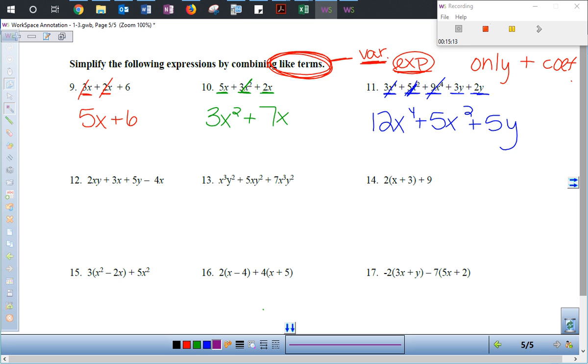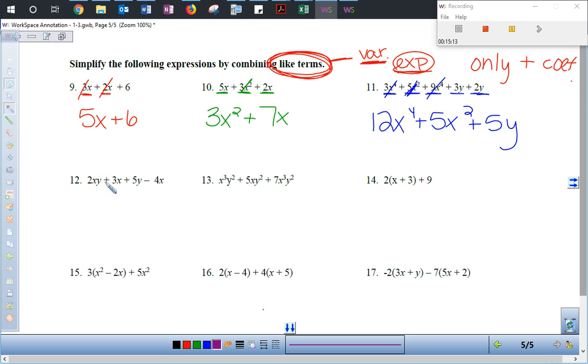Okay, number 12, I have 2xy plus 3x plus 5y minus 4x. Now, I want to start with the highest exponent that I see, but if you notice, there are no exponents here. So that's when I look to see if some terms have multiple variables. If you look at this guy right here, 2xy, there are two variables in this term when there's only one variable in the rest of the terms.